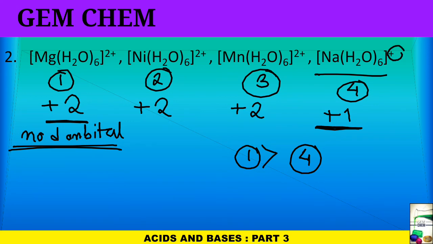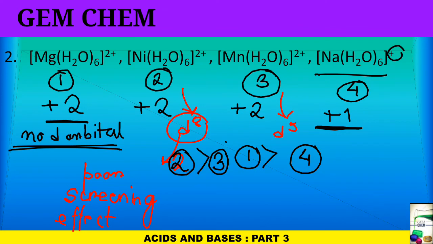Next we will go for 2 and 3. If you can see here, nickel has a d8 configuration, whereas manganese has a d5 configuration. The more electrons present in d orbitals, the poorer the screening effect. As a result of the poor screening effect, the effective charge density increases. So among 2 and 3, 2 will have the most acidity, and then we will find 3. So this is our order: first 2, then 3, then 1, then 4.